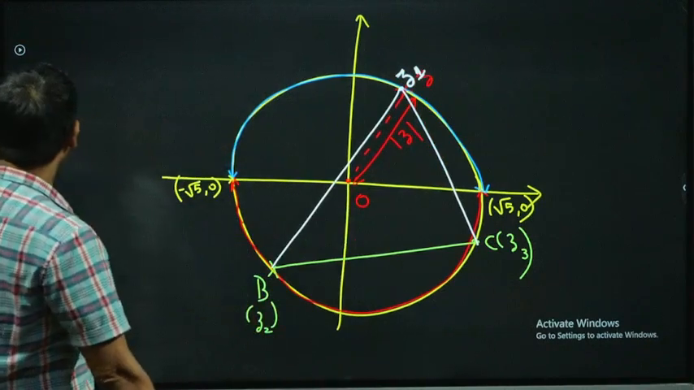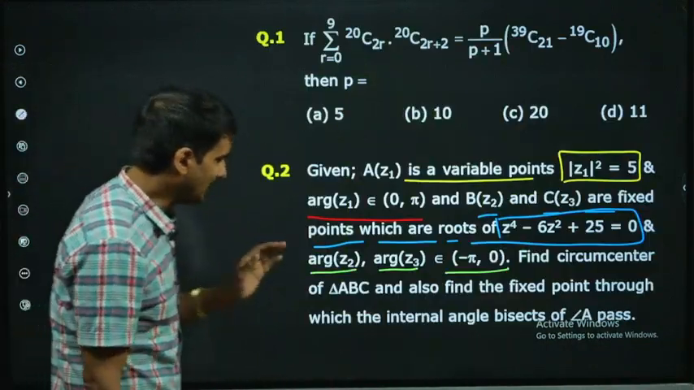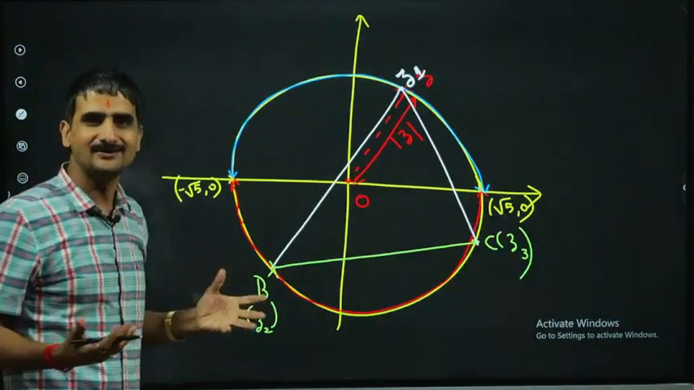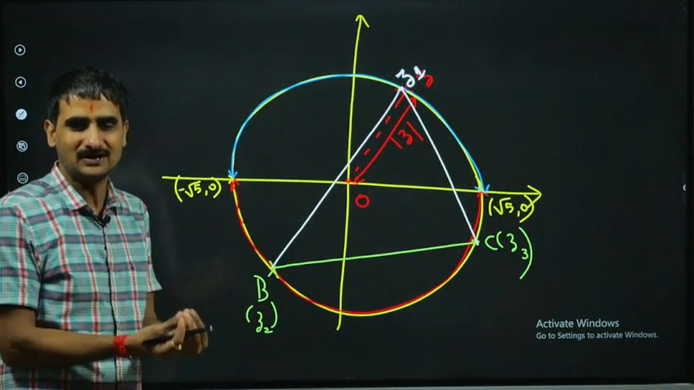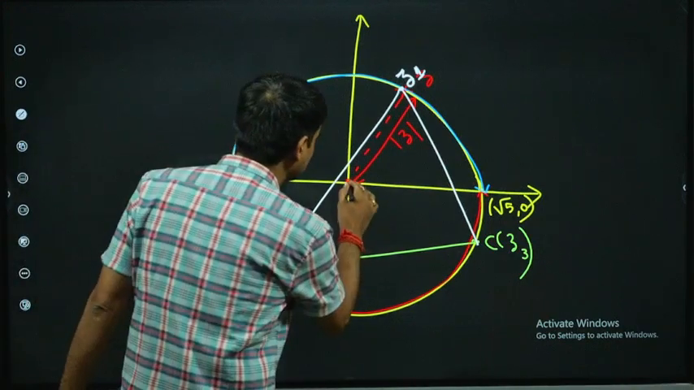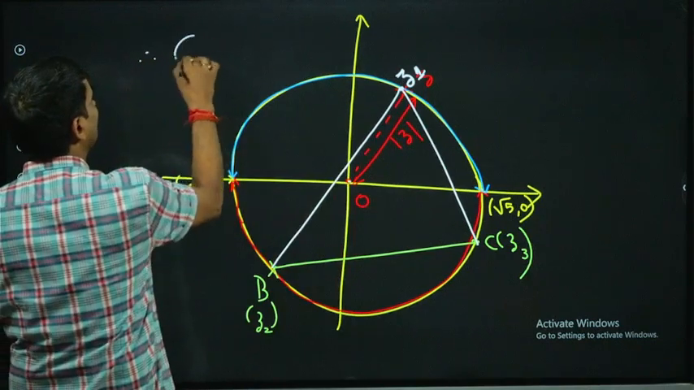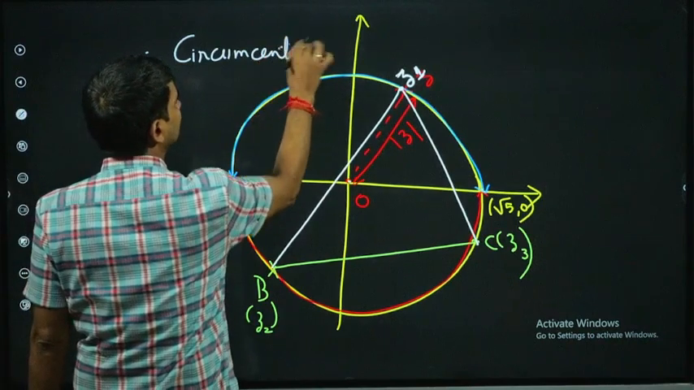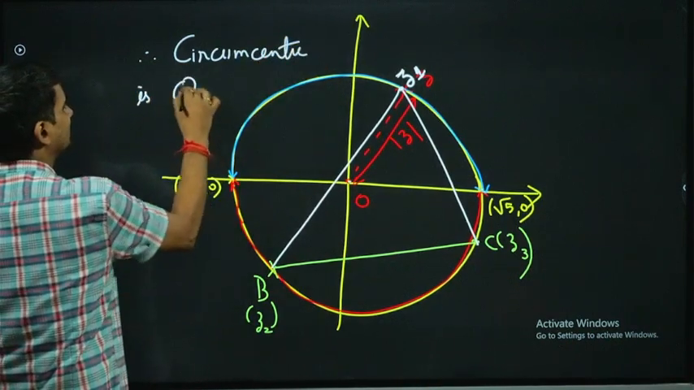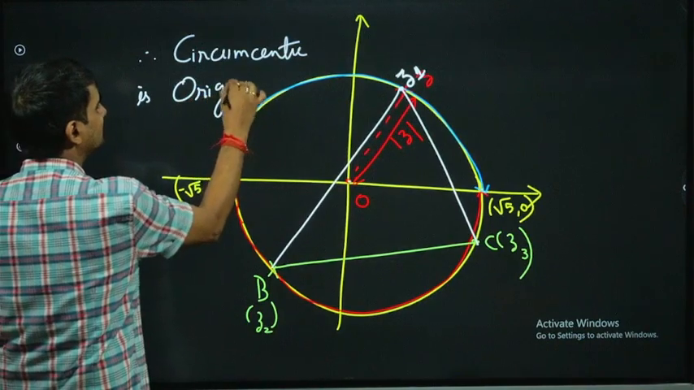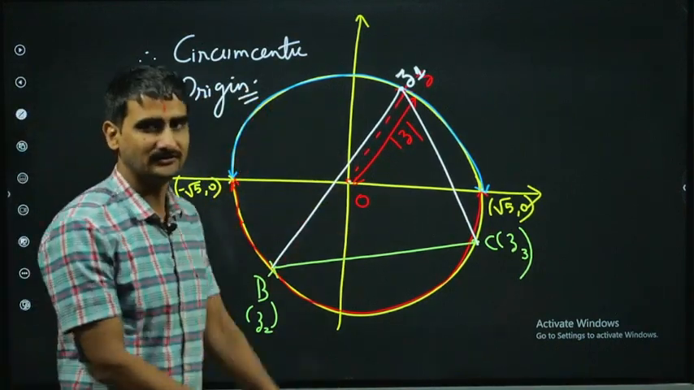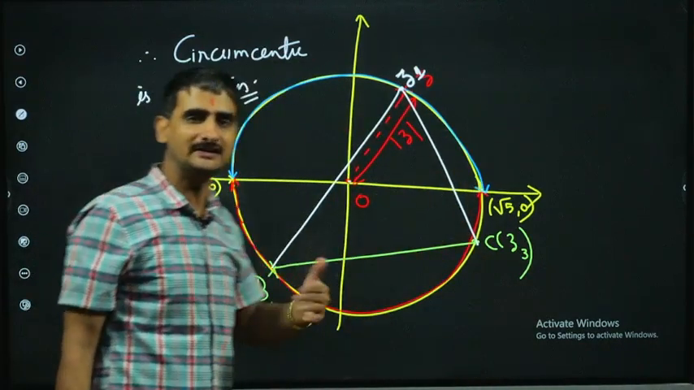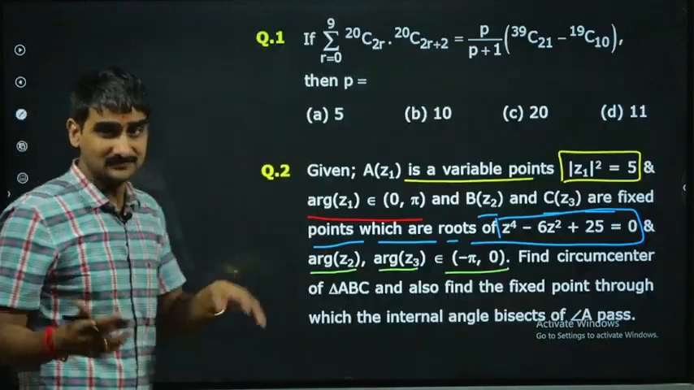Now let's read the question. The statement is: find the circumcenter of the triangle ABC. So that's done. They lie on the circle of radius root 5, center at 0. So that's the circumcenter. Therefore the answer for the first part of the question is that the circumcenter is the origin itself, because all the 3 vertices of the triangle lie on the same circle. That's the circumcircle of the triangle itself. So that's so direct in case we use geometry.